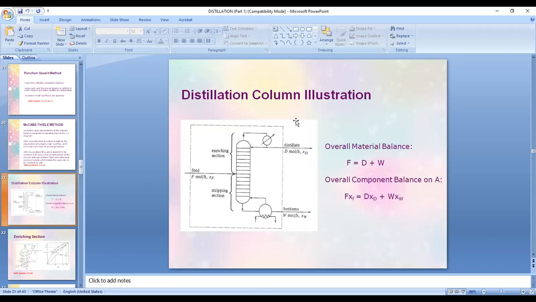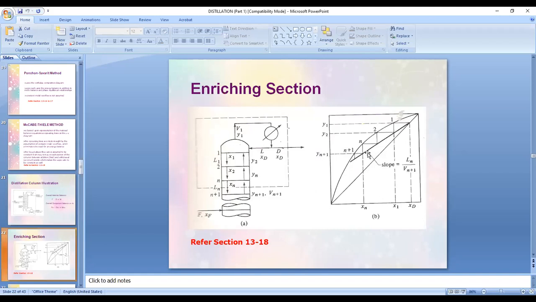This is our distillation column in a very simple illustration wherein we have the material balance. The feed equated to the sum of the distillate and the bottom's liquid. The W can be represented as B. And your overall component balance on A is patterned after the overall material balance. You just simply make use of the concentrations here, the mole fractions of A in the feed, the distillate, and in the bottom's liquid. This is the enriching section operating line. This is our enriching section.